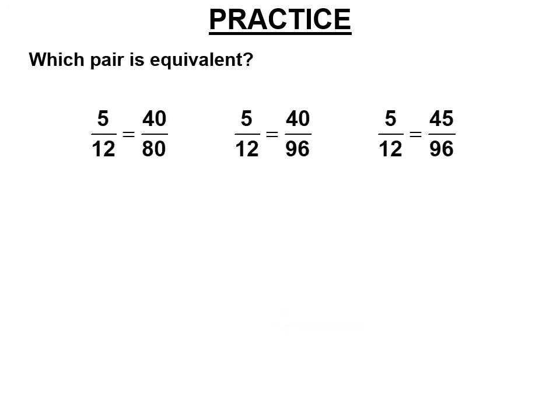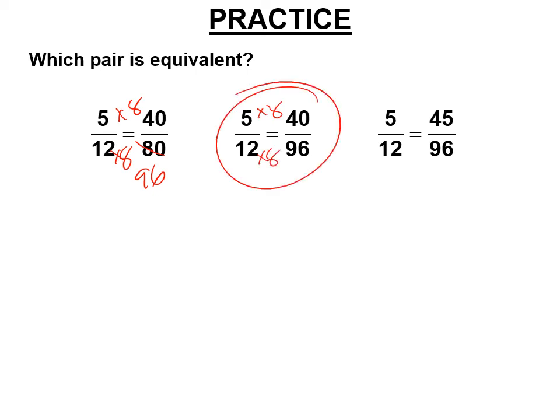Which pair is equivalent? So that means only one of them is. 5 times 8 is 40. Is 12 times 8 80? Nope, that's 96. Whoops. Mr. Ben, you should know your times table. 5 times 8 is 40. 12 times 8, I just said it, was 96. And 5 times 9 is 45. And 12 times, oh, this is 5 times 9, 45, so this would be 12 times 9, 108, if it was that. So no, it's the one in the middle.